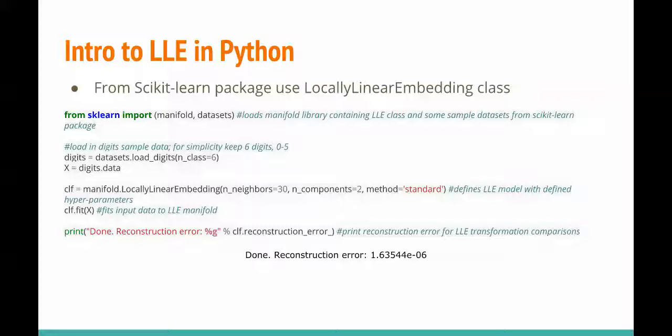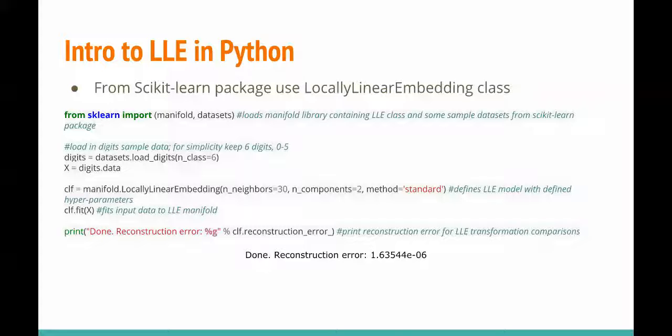To implement LLE in Python is relatively easy. It comes as part of the Scikit-learn library, which is easily attained with a pip install, or comes as part of the standard Python data science stack installation Anaconda. The locally linear embedding class is part of the Scikit-learn manifold module. After importing it, we can create an instance of the LLE class and define the hyperparameters to be used during the training step. Here we set the number of nearest neighbors to 30, the number of output components or dimensions as 2, and use the standard LLE algorithm.